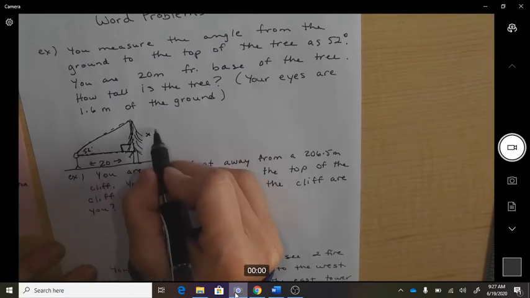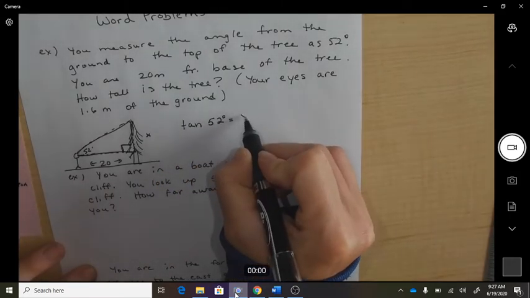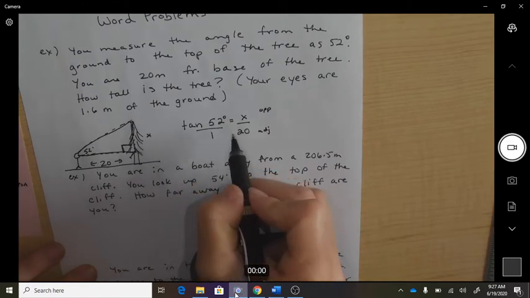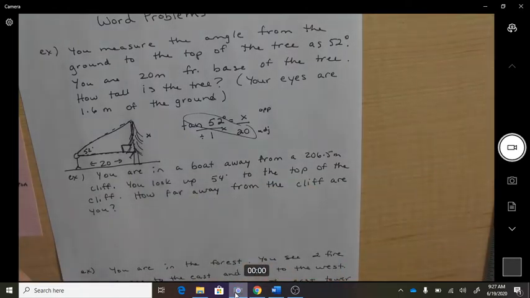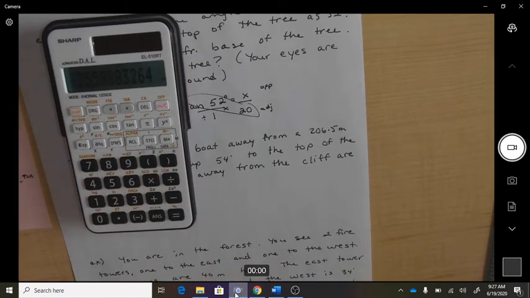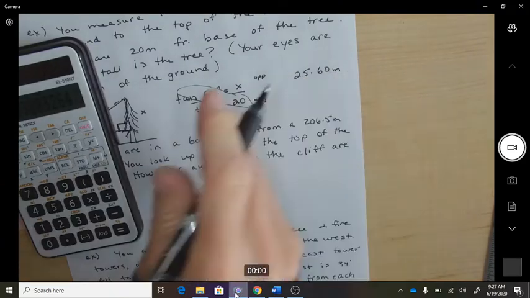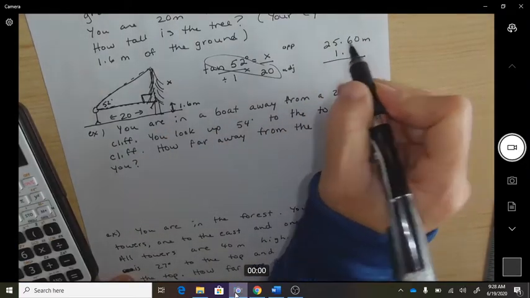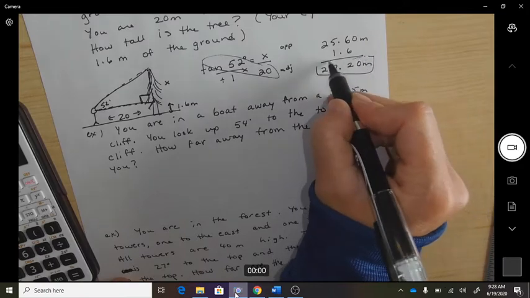So if I look at 52, this is opposite and this is the adjacent, so the tan. So tan of 52 is the opposite over the adjacent. Okay, so this goes over 1, and then I can multiply, and I don't really need to divide by 1. So 20 times tan 52 equals 25.6. But don't forget we have to add this little bit, which was 1.6 meters. So we get 27.2 meters is the height of the tree.